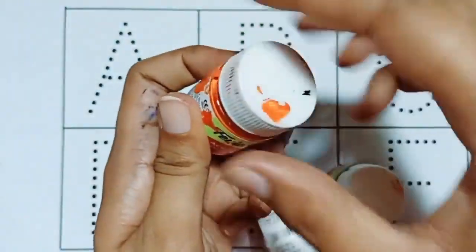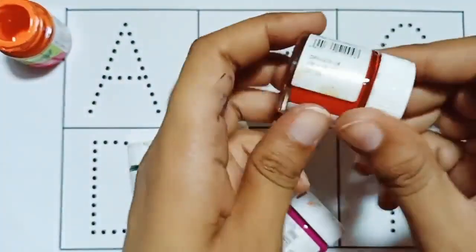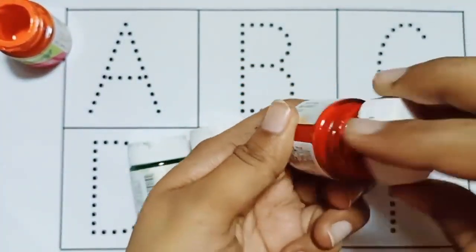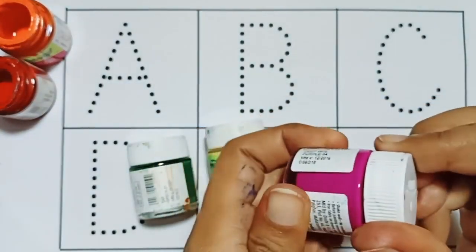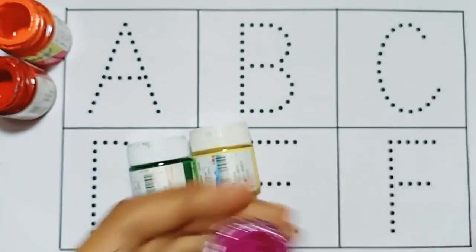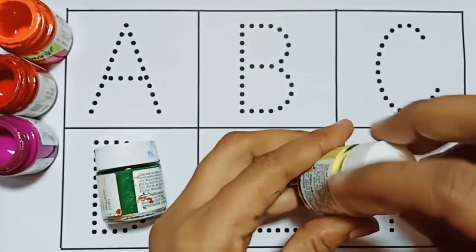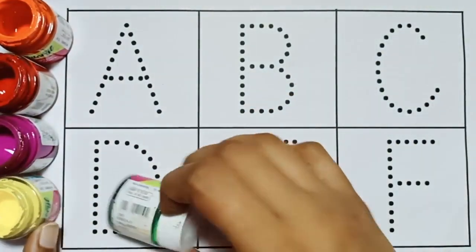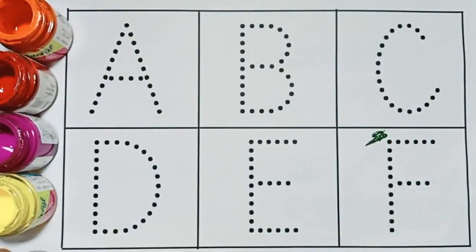Orange color, orange color. Red color, red color. Pink color, pink color. Yellow color, yellow color. Green color, green color.